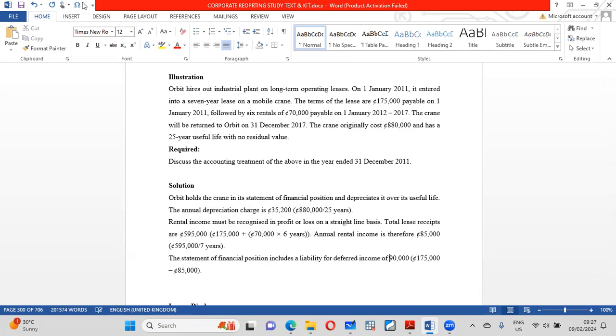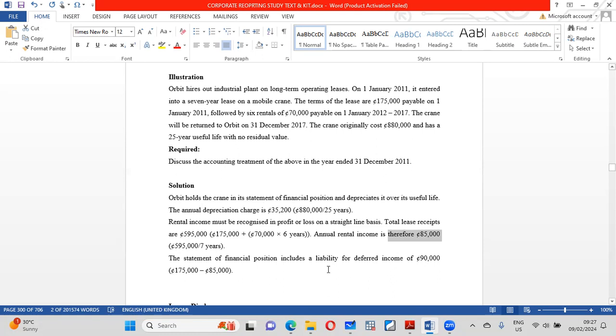Okay, let me correct this. In the statement of the financial position, you will have what we call a deferred income each year. So you see the 175,000 that you have here, you have received 85,000, and therefore there is 90,000 yet to be received. You recognize it as a deferred income. So that is that.